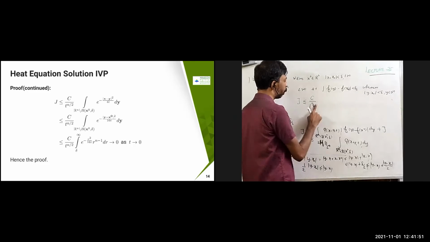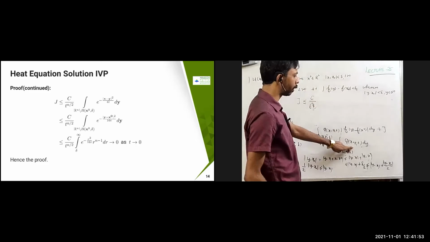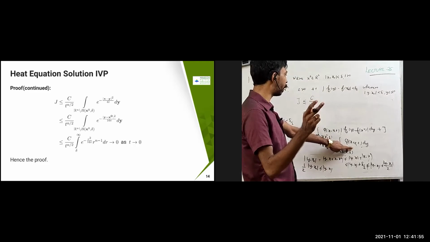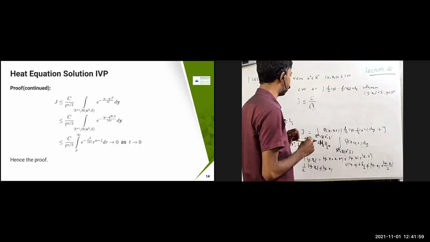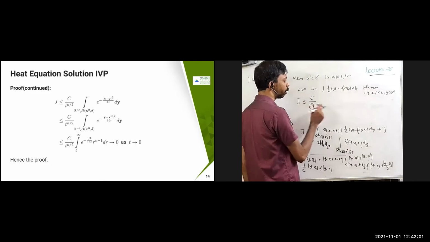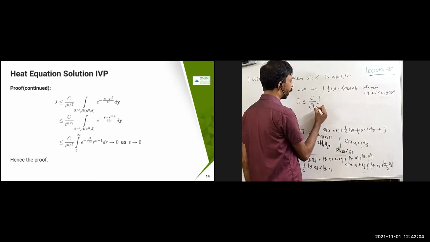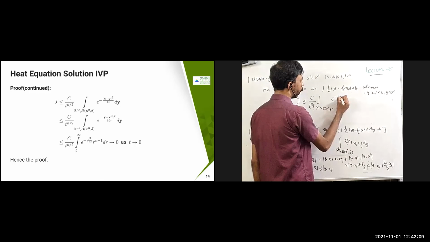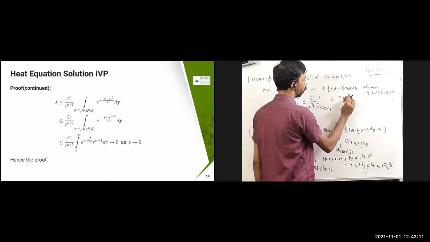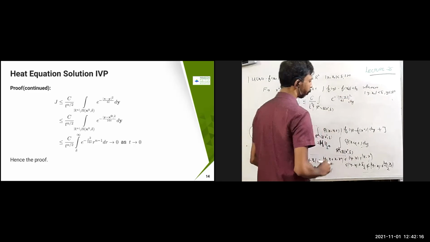So there will be phi of x minus y comma t, and there will be 4 pi t and so on. That is also some constant, right? So that also I'm going to absorb over here. Therefore, this is going to be less than or equal to c times t to the power n by 2, the integral over R^n minus B(x0, delta) of e to the power minus mod x minus y whole square divided by 4t dy.